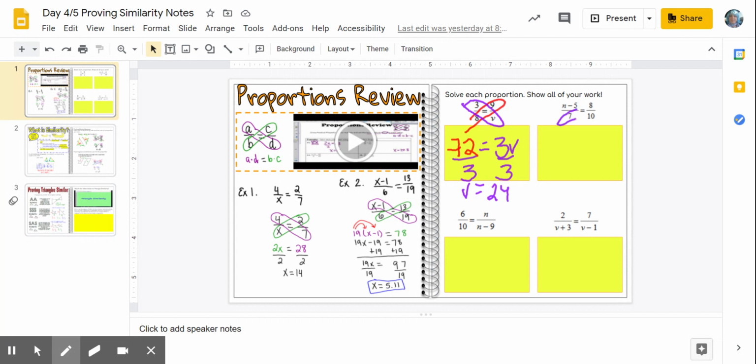Same thing here. You take one of the diagonals and you multiply them. 7 times 8 is 56. This is where it gets a little more complicated because we've got to do some extra algebra, right? We've got to distribute. So I've got 10 times n minus 5. Remember, you got to distribute that 10 over everything inside the parentheses. Hopefully your algebra teachers did a great job of teaching you that. So 56 equals 10n minus 50.